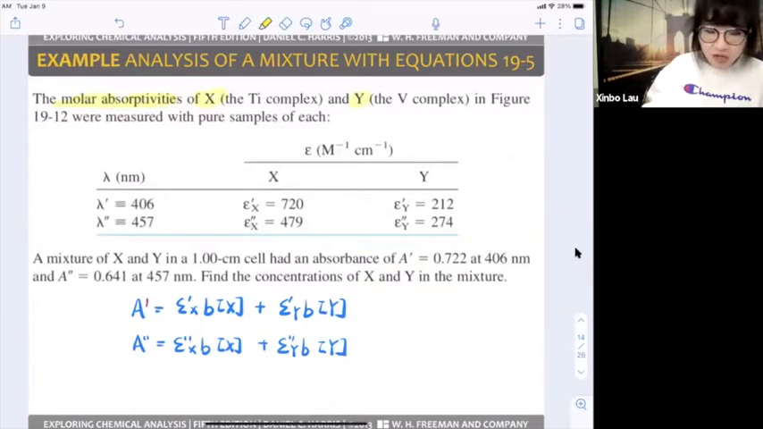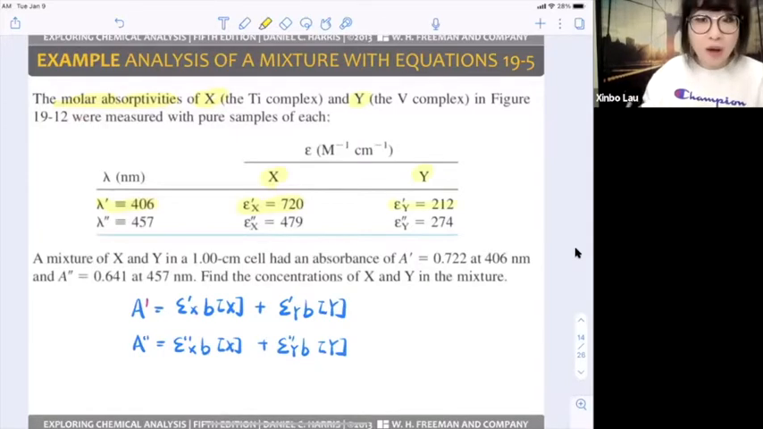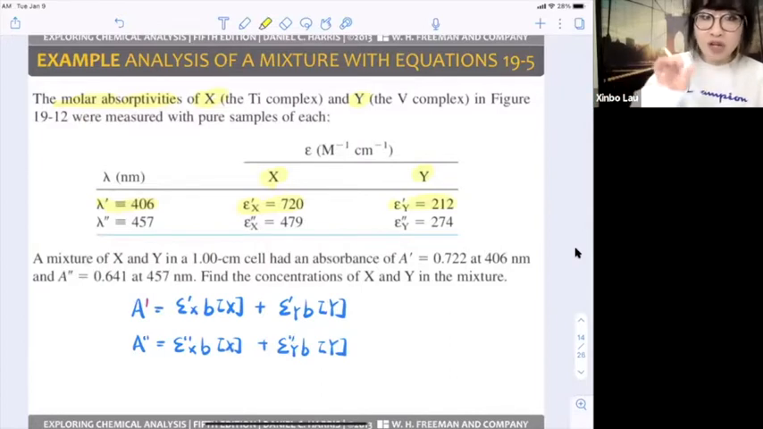Okay, so then I give you a certain wavelength, say 406. At that wavelength, you have the epsilon for X and you have the epsilon for Y. As I said, that still properly belongs to that wavelength at that temperature. Okay, so that's just for that. And of course, I'll give you that information.